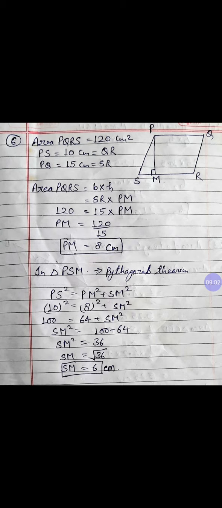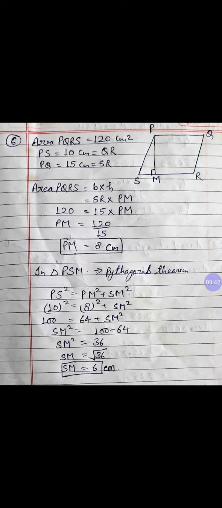And look, if PQRS is a parallelogram, obviously PS will be equal to QR, and PQ is given 15 centimeter, so then PQ will be equal to SR. Okay, now area of PQRS will be equal to B into H, base is SR into PM. Area is 120, SR is given 15, and PM we have to find out. PM will be 120 upon 15, that is 8 centimeter. We have already found out the value of PM. Now we have to find out the value of SM.